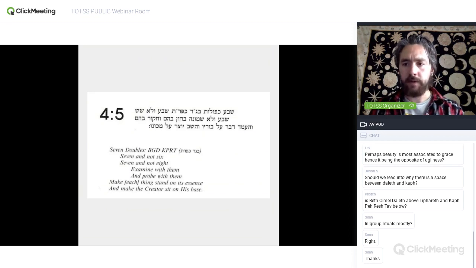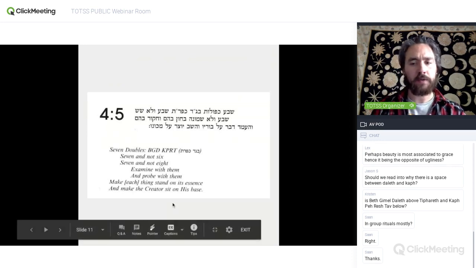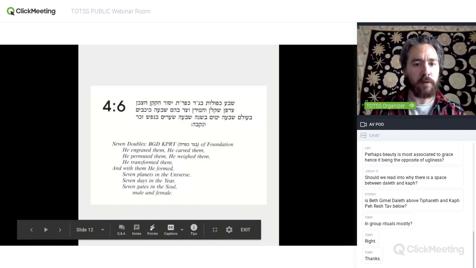Yeah, there's some complex Kabbalistic stuff that you can do with the last 2 lines there about making each thing stand on its essence and the creator sit on his base. It's interesting, but not incredibly relevant. So I'm just going to move on.